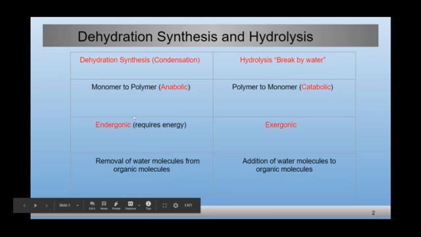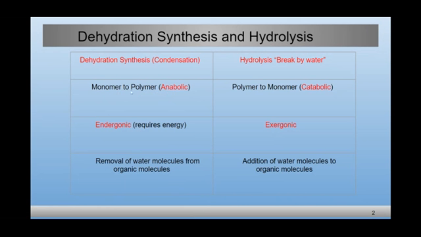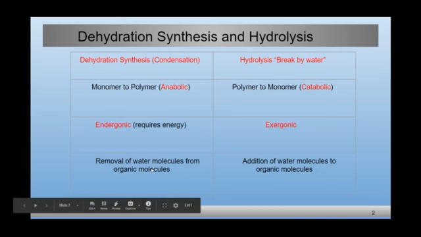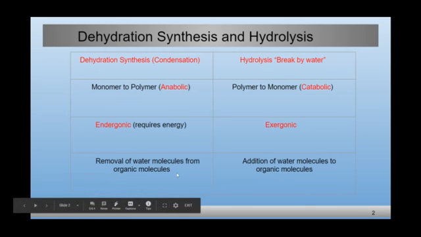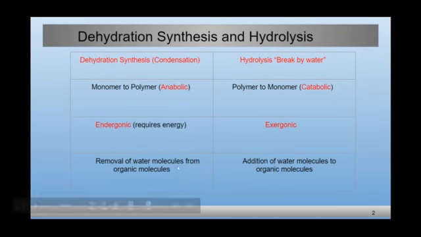So as we keep adding more and more monomers to a chain of polymers, and we're bonding those together, we're also removing water in between those monomers. We're getting rid of those water molecules. They come out as products, and you'll see that on the next slide.